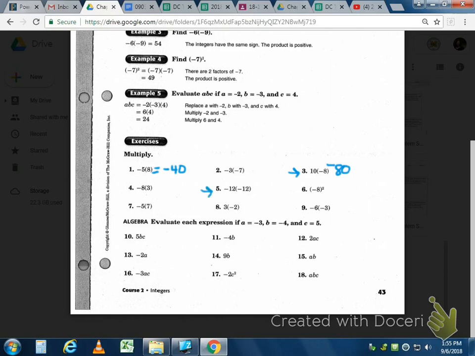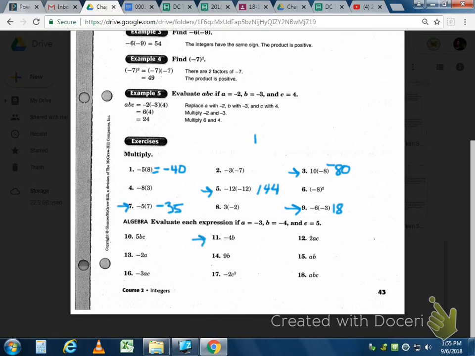Okay, number 5, negative 12 times negative 12. Mason. 12 times 12 is 144. But Mason, it's negative times negative. So what's the result going to be? Positive. Positive 144. Okay, what about this one? Negative 5 times positive 7. Eli. Negative 35. And then what about negative 6 times negative 3? Liam. That would be positive 18.